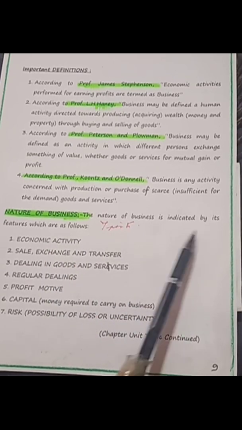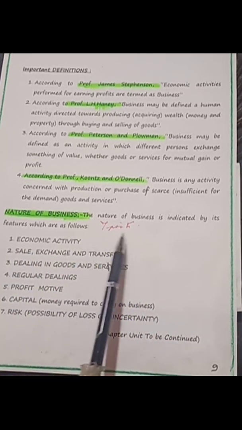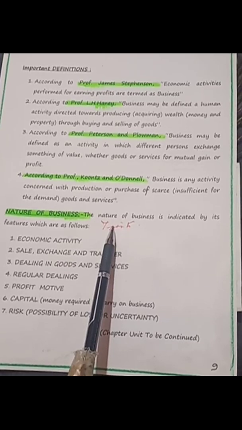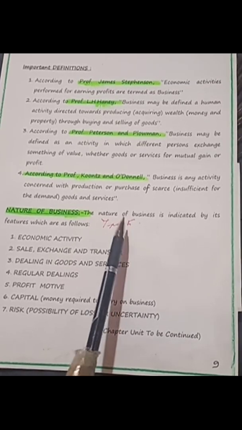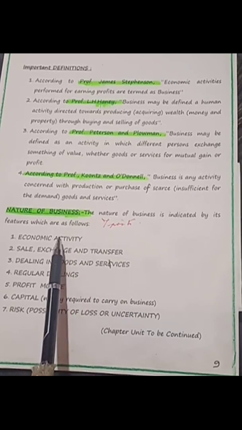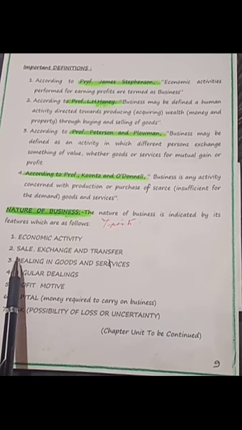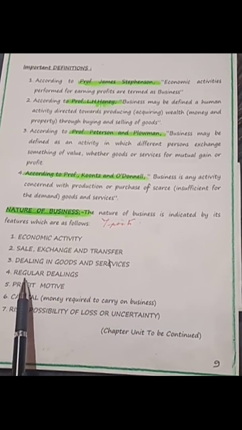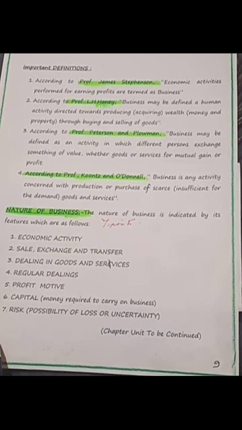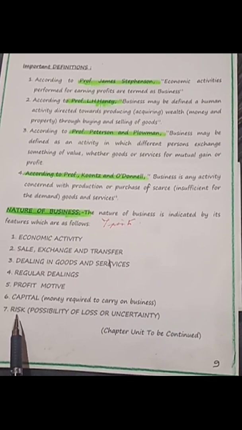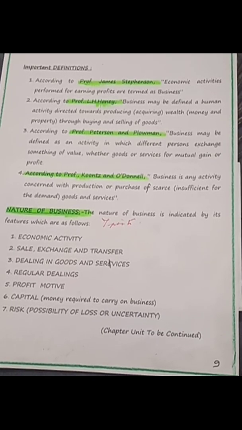The nature of business is indicated by its features, which are as follows. Children, please note this. Any business activity possesses the following main features. The first one, economic activity. Second one, sale, exchange, and transfer. Third, dealing in goods and services. Fourth, regular dealings. Fifth, profit motive. Sixth, capital, money required to carry on business. Seventh is risk, possibility of loss or uncertainty. So, children, let us go through this nature of business in some more detail.